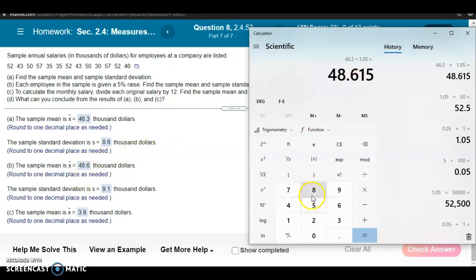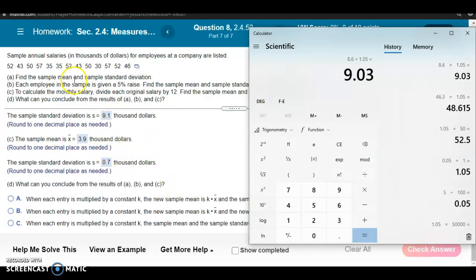Likewise, if you take the sample standard deviation of the original data set, which is 8.6, multiplied by 1.05, we get that number 9.03. It's not the same, but basically the sample standard deviation also increases by 5%.